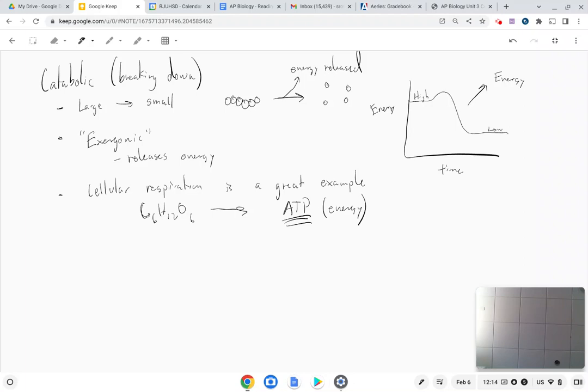In other words, low plus this equals whatever it was here in the high. I hope that makes sense to you mathematically, that if you took the low energy state plus the energy released, it would equal the energy of the high state. This plus this equals this. Okay, so that's catabolic reactions.